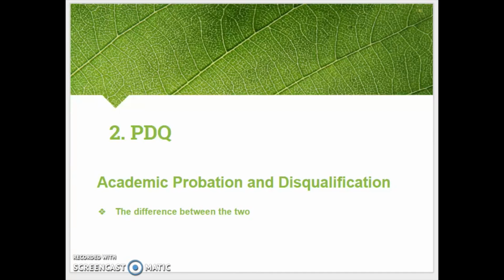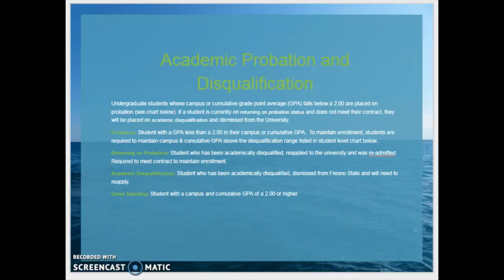PDQ. So what is PDQ? PDQ is academic probation and disqualification, and understanding the difference between the two. Academic probation and disqualification. Undergraduate students whose campus or cumulative grade point average, GPA, falls below a 2.0 are placed on probation. If a student is currently returning on probation and does not meet their contract, they will be placed on academic disqualification and dismissed from the university.